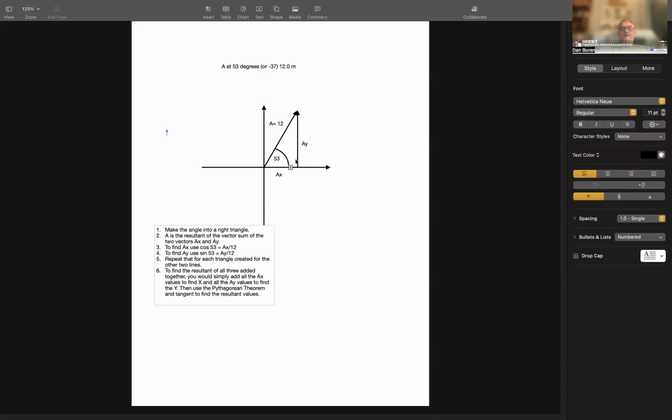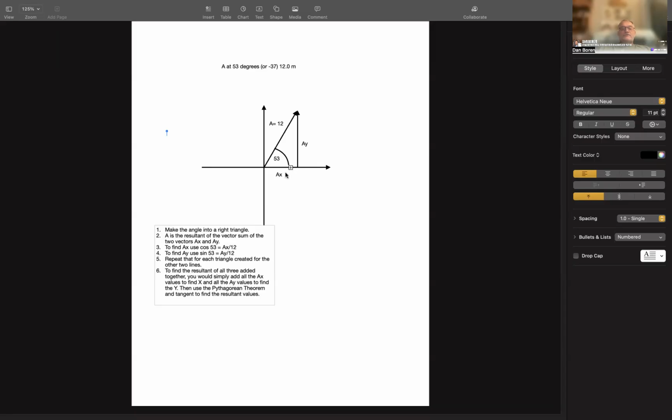And that then you can see gives us A as the resultant, and we're given that value as being 12. Then A sub x would be the horizontal component of that vector, and A sub y would be the vertical component of that vector.